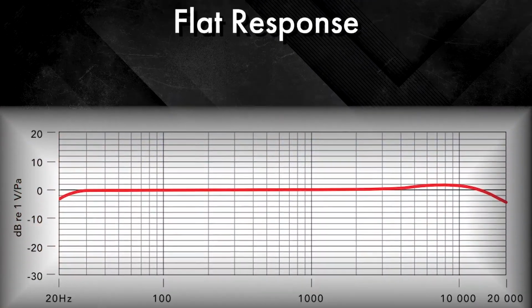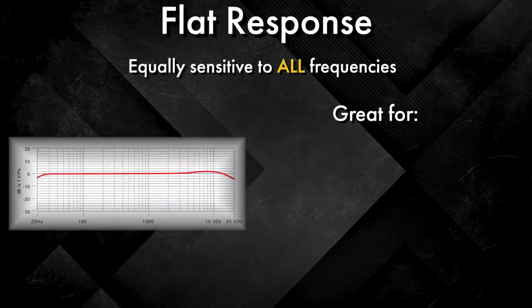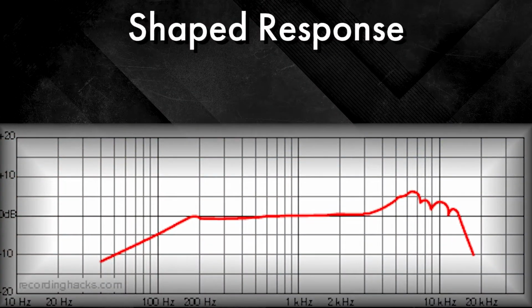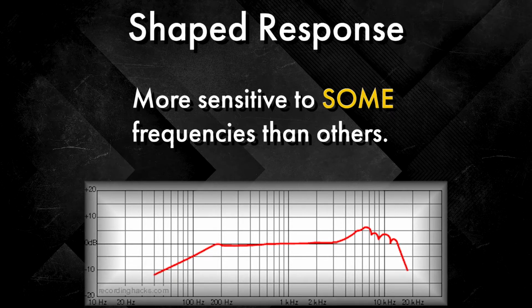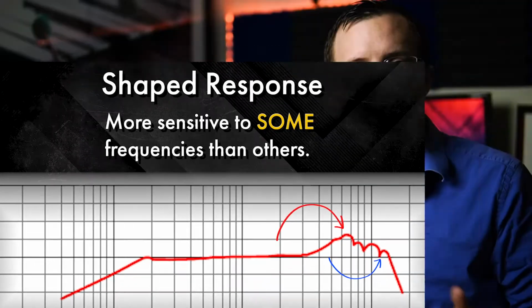A microphone with flat response is equally sensitive to all frequencies, meaning that there's very little variation from the original sound, making it great for recording acoustic instruments, vocal groups, and orchestras. A microphone with a shaped response will be more sensitive to some frequencies than others, evident by the peaks and valleys within the chart. Microphones with shaped response are designed to enhance or deter certain frequencies, similar to the way that polar patterns affect the capture and rejection of sound.